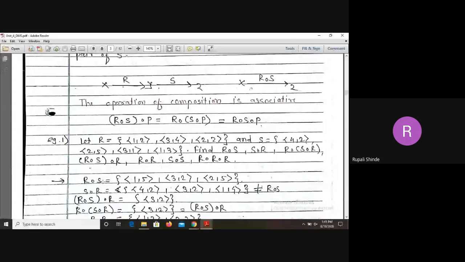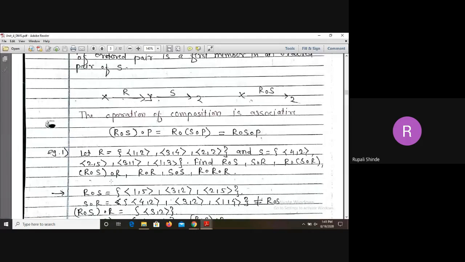Now third order pair in relation R is 2, 2. So again we have to observe such an order pair in relation S whose first element is 2, and there is one order pair 2, 5. So again these two will get cancelled. You will get order pair 2, 5, and this is the last order pair in R composition S. So in this way we can find composition of relations.